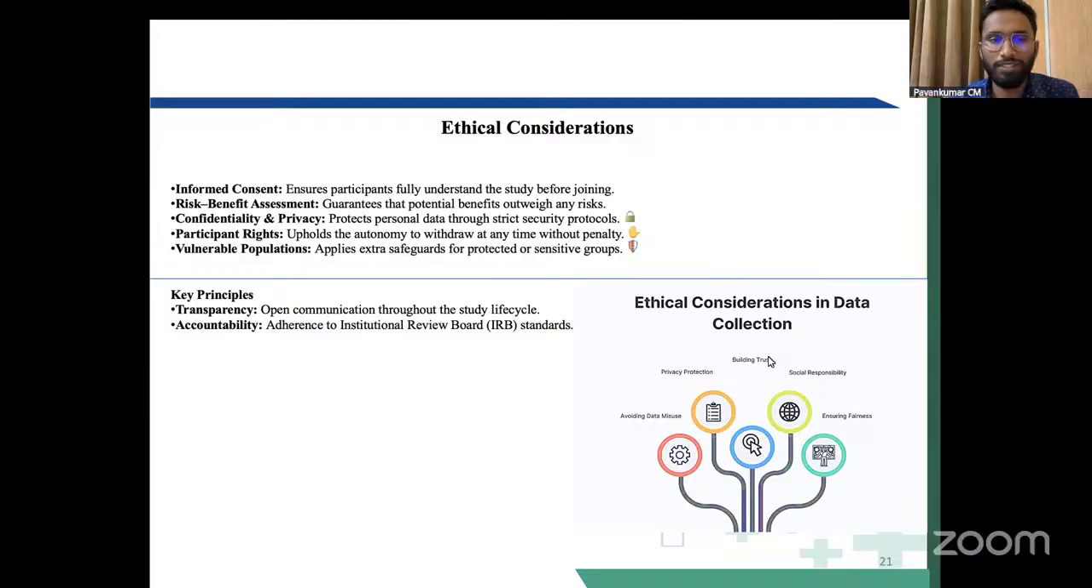And the key principles are: transparency should be there, open communication throughout the study lifecycle should be there, and accountability, where we should adhere to institutional or independent review board standards. We have two, the institutional review board or an independent review board.